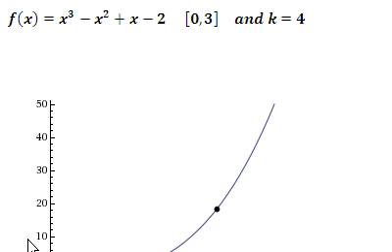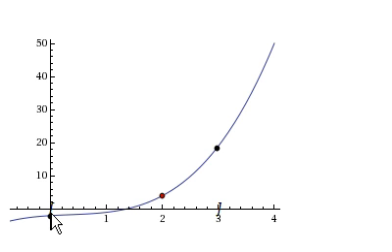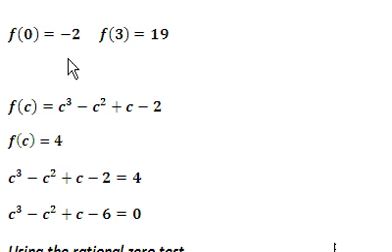Alright, let's look at another example. We've got x cubed minus x squared plus x minus 2. Here's our closed interval. We're going to let k equal 4 this time. So between this point here on the y-axis, following this straight across, right? So 4 is somewhere in here. Then there must be a number down here on the x-axis. So then we plug it in, we get 4 out. That's all I'm basically saying.